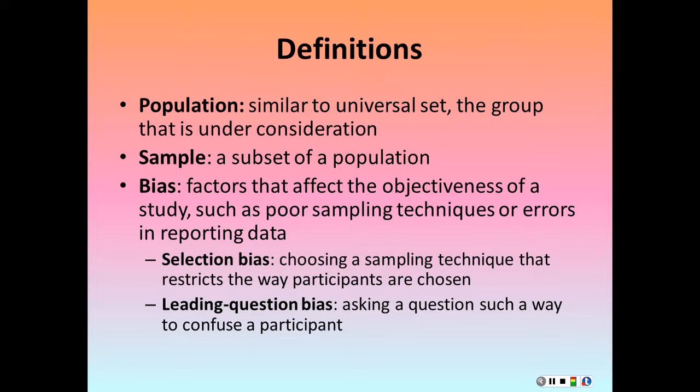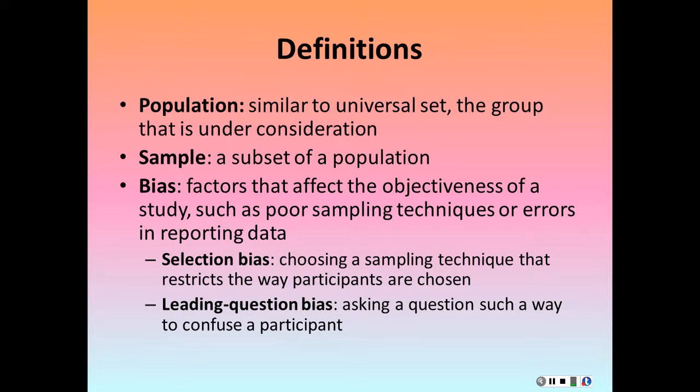Leading question bias is asking a question in such a way that confuses or leads to a certain response. So overly wording a question, using a lot of double negatives, saying nots and nots, is again overly wording it. One good example of leading question bias, for those of you who are familiar with Stephen Colbert, who does a great satire show, is that he often uses leading question bias when he interviews people.